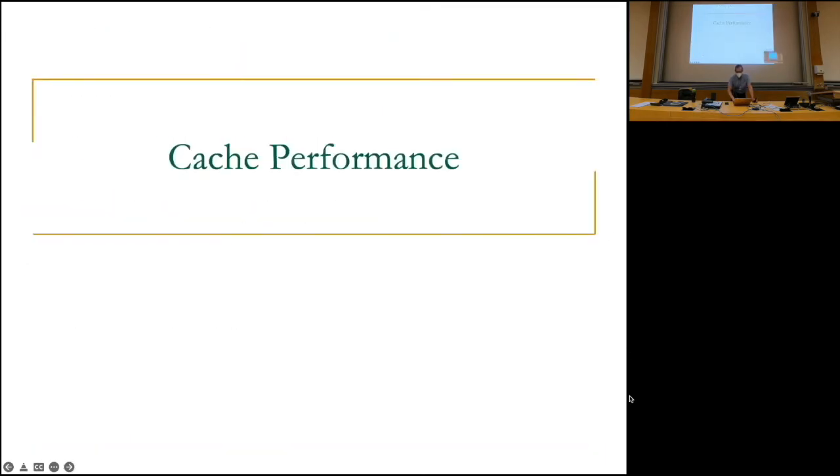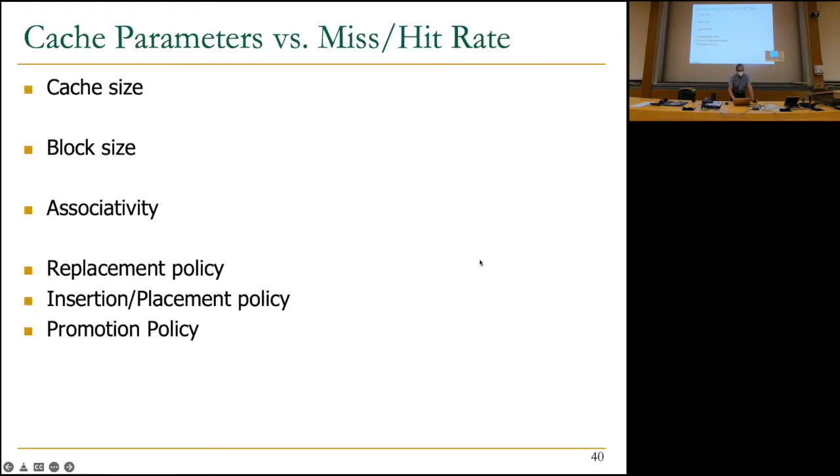Okay, so let's do the performance analysis. This performance analysis is going to be more like an individual-level type of analysis, because it's important to study individual levels also. We're going to look at different cache parameters versus the miss and hit rates. We're going to look especially at cache size, block size, and associativity. Clearly, the replacement policy, insertion policy, and promotion policy, the three policies, also have an effect, but we don't have time to talk about that.